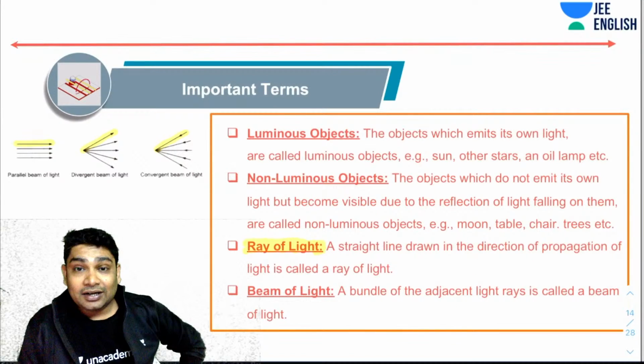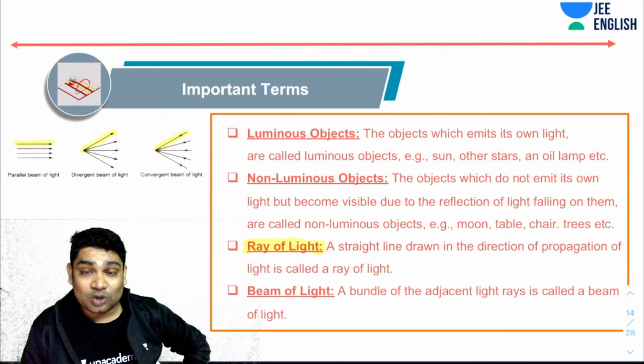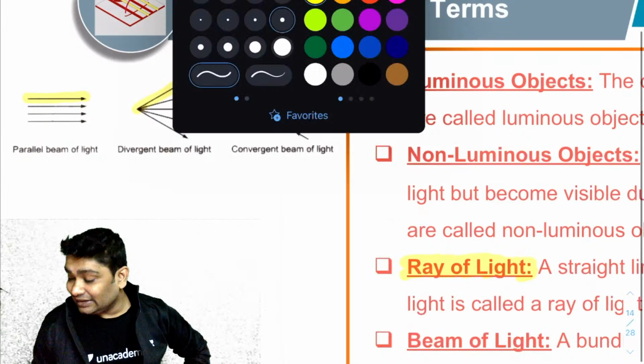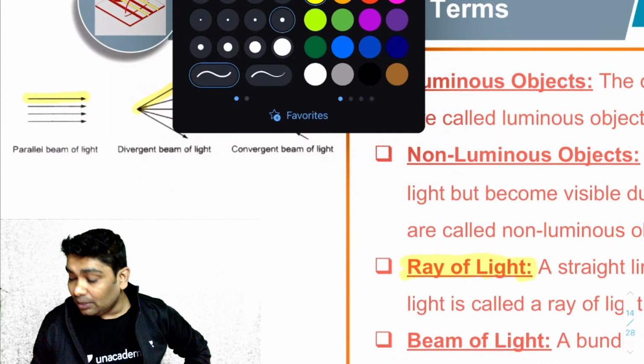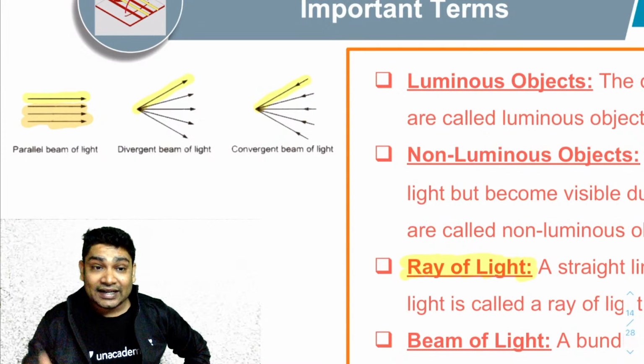Now then you have a beam of light. A bundle of adjacent light rays is called a beam of light. So if the yellow ones are the rays, then this entire collection is called a beam. So this is what a beam is. A beam contains many rays.